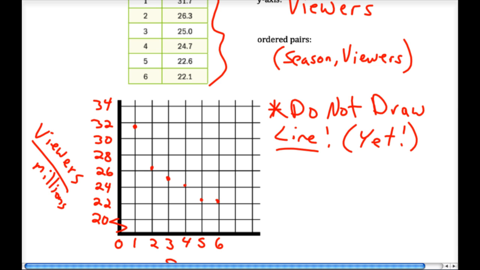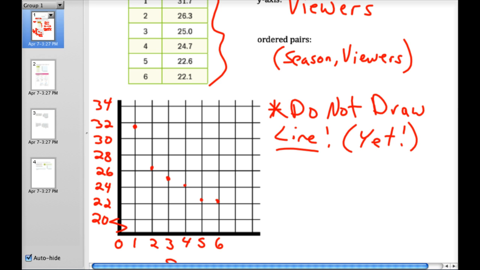So that's kind of what you're doing today. Just graphing points. The hard part, I think, is making these increments. All right. That's the easy part. Let's jump to the next page. You guys are doing great.